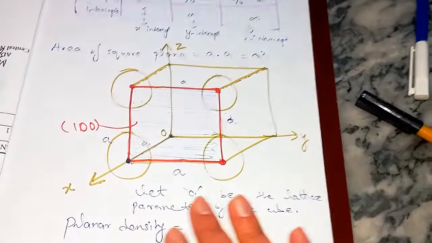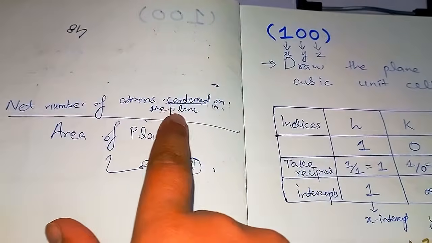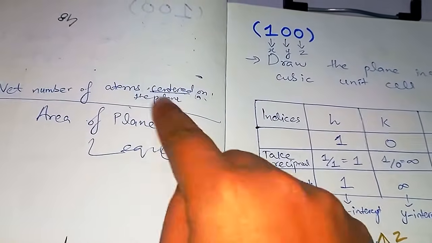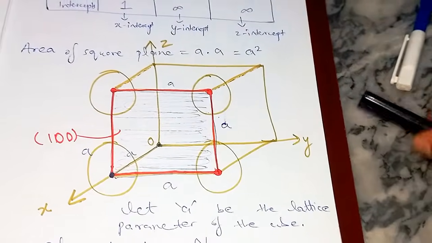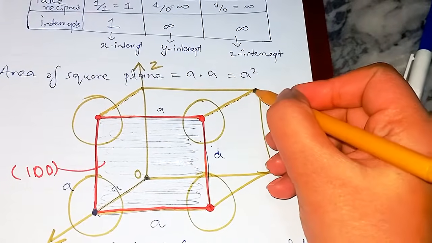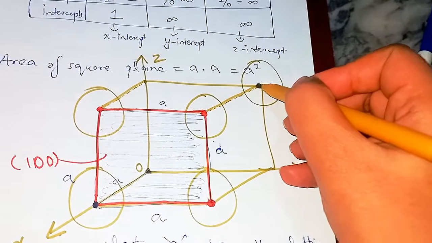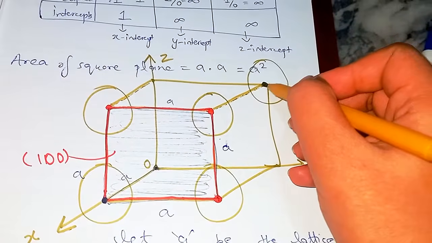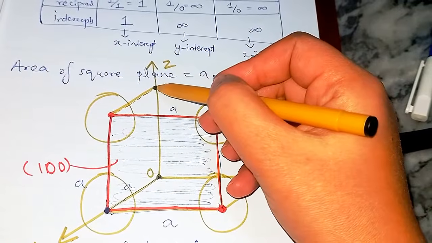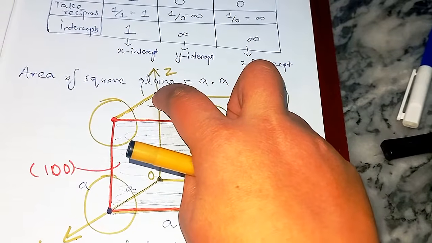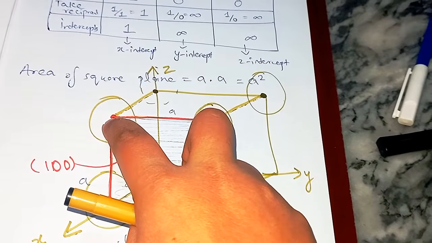And one of the reasons is the definition of net number of atoms centered on the plane, which means that an atom would be contributing to the plane if its center lies on the plane. If its center is also a point on the plane. So we can see here that the center of these corner atoms is here. We know that the corner atom's center is also at the corner of the unit cell. This corner is also the center of this atom, and similarly this corner is also the center of this one atom. And we can see here that the center is here, but the plane is here.